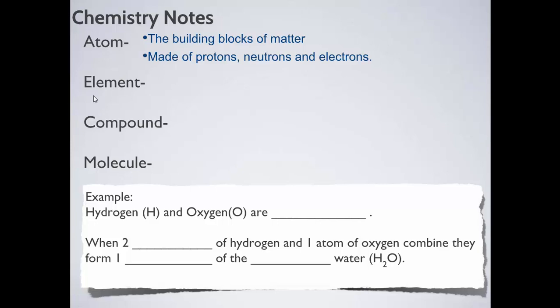Atoms are made of what we call subatomic particles. Subatomic means smaller than an atom. And there are three types of subatomic particles that we are going to talk about. There are others, but we're just going to focus on these three main subatomic particles. They're called protons, neutrons, and electrons.